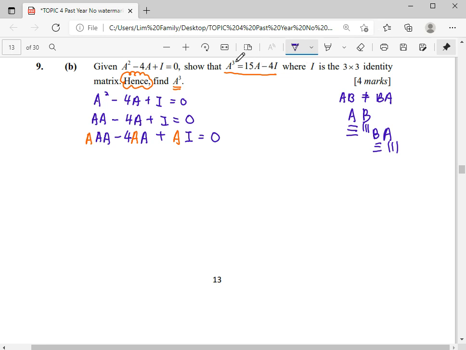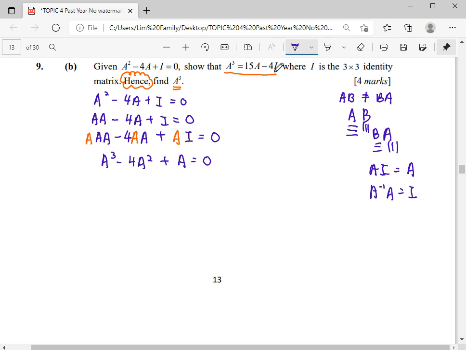So we have to show how to get to A cube. Multiply A in front here, A in front of the matrix. Here we can show that it will become A cube minus 4A squared plus A times the identity. These are the properties of our matrices: when A inverse times A, we get identity. When a matrix times identity, we get back that matrix. So when our matrix A times identity, we get back our original matrix A.